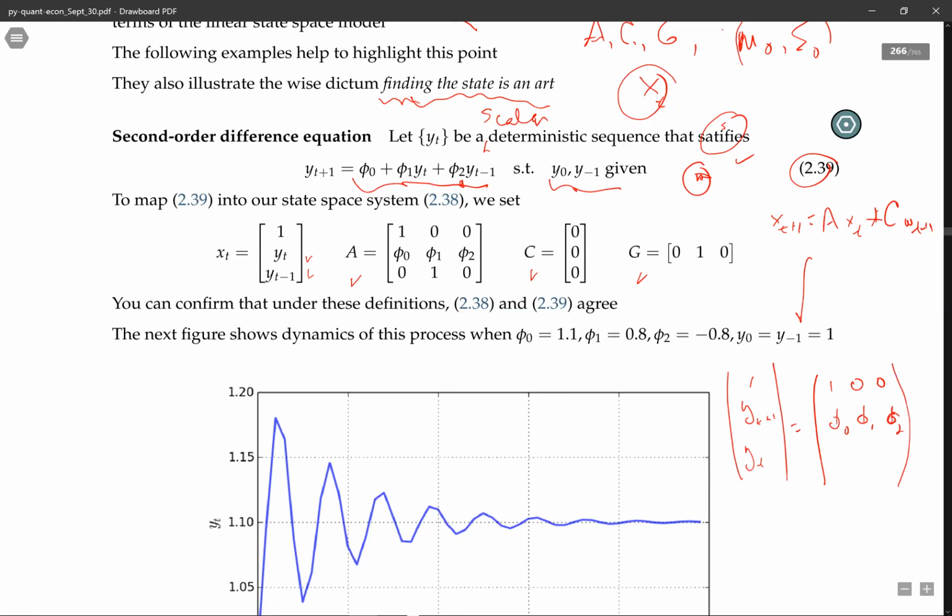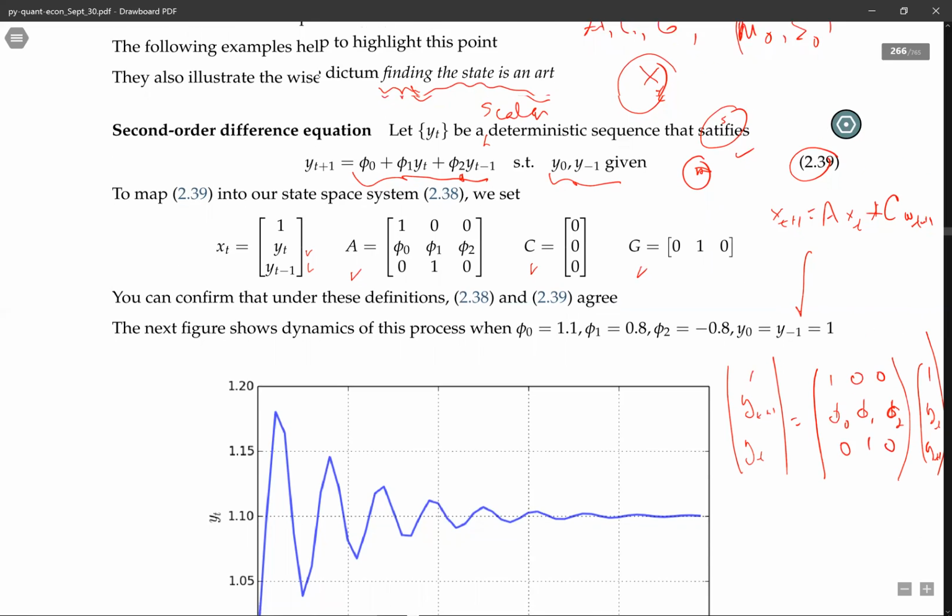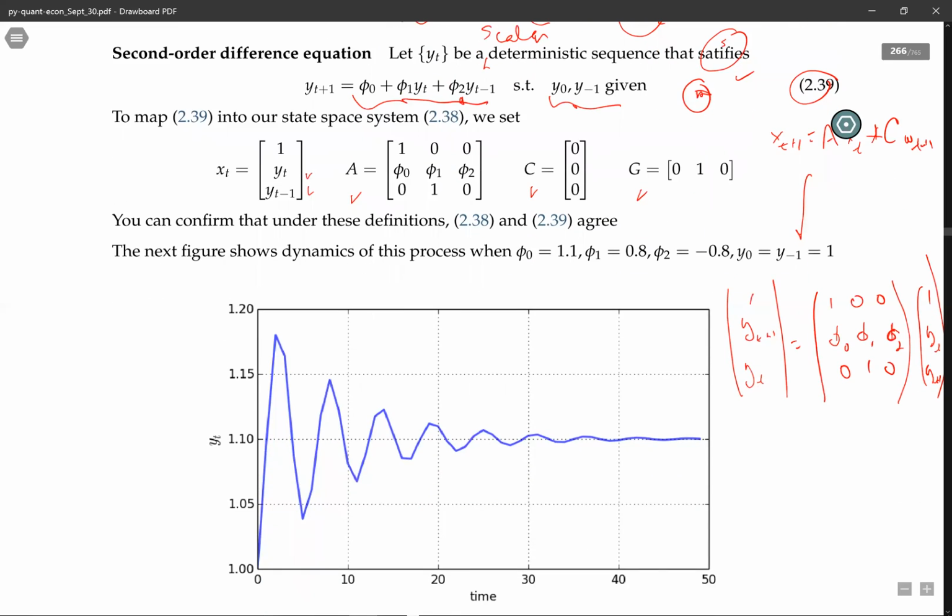So this is 1, y_t, y_{t-1}. Didn't plan ahead. And I copy 0, 1, 0. Now look what this says, plus C is 0, so I just forget the C. C is just a vector of zeros.